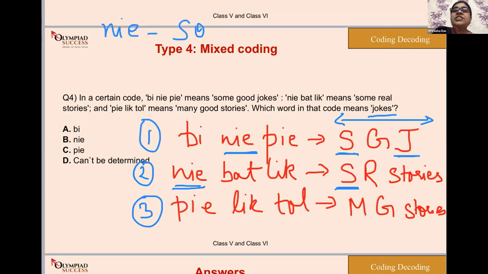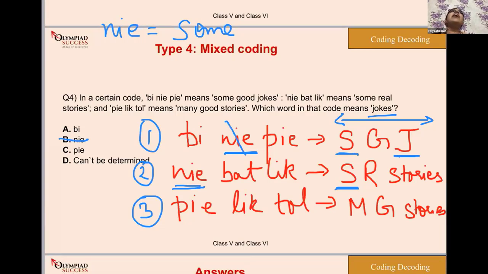Nai is matching in statement 1 and 2, and some is also matching in statement 1 and 2. Oh, very good, Aryan. So, nai is equals to some now. So, this got eliminated. Nai cannot be the answer.